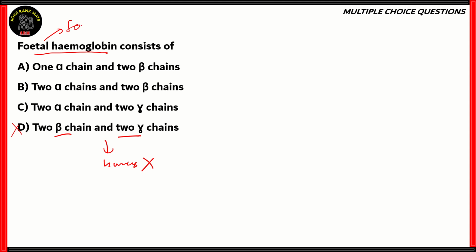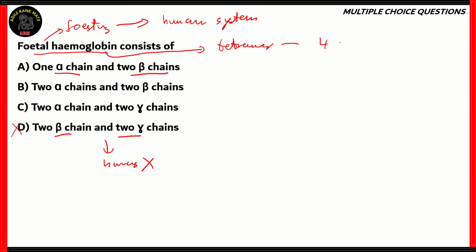Fetal refers to the fetus, and we're essentially dealing with the human system. So therefore, any combination that's non-human is incorrect. Option A goes for 1 alpha and 2 beta chains. Now this is incorrect because hemoglobin is a tetramer. What it means is that it needs 4 chains at all times. So in option A, you have 1 alpha and 2 beta chains. This is actually a case for alpha thalassemia, because in alpha thalassemia, 1 alpha chain is missing, so therefore option A is incorrect.